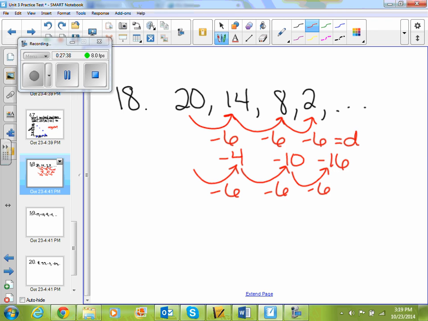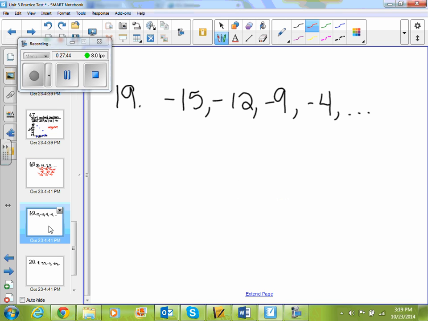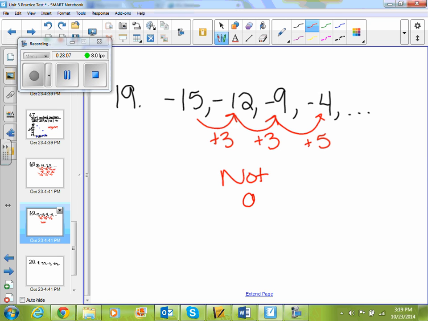Do we have any questions on that one? Okay. Next up then is the sequence negative 15, negative 12, negative 9, negative 4. So to get from here to here, I'm going to add 3. Okay, and from negative 12 to negative 9, add 3. And from negative 9 to negative 4, add 5. Okay. Very good. Since those are not the same, this is not arithmetic. Okay, we don't find our next three terms because it doesn't have a common difference. So all we put is not arithmetic and we're done on that one.